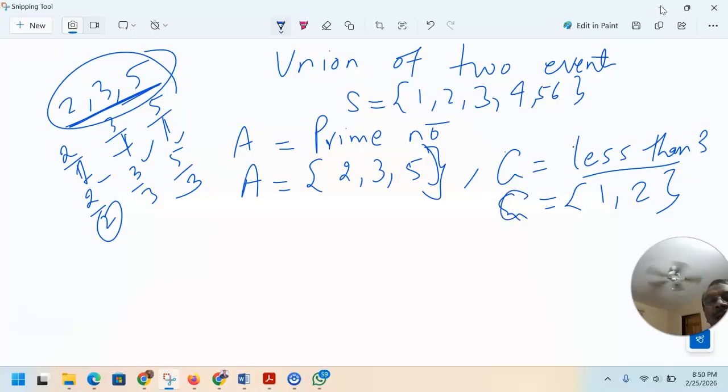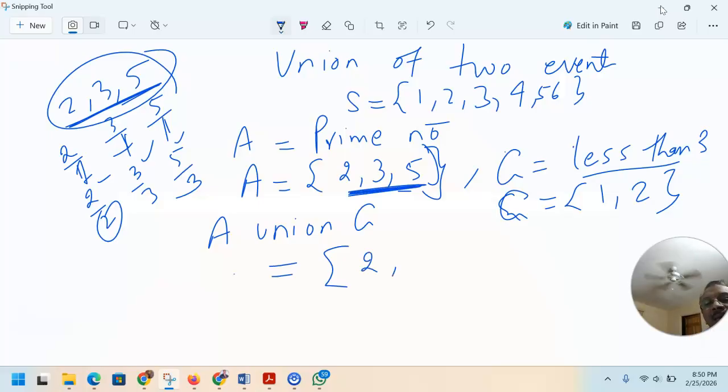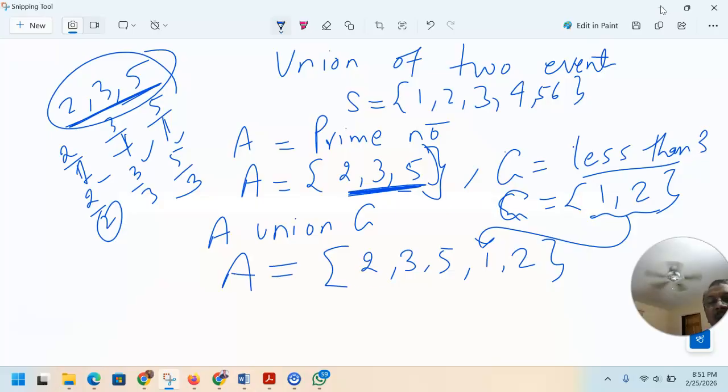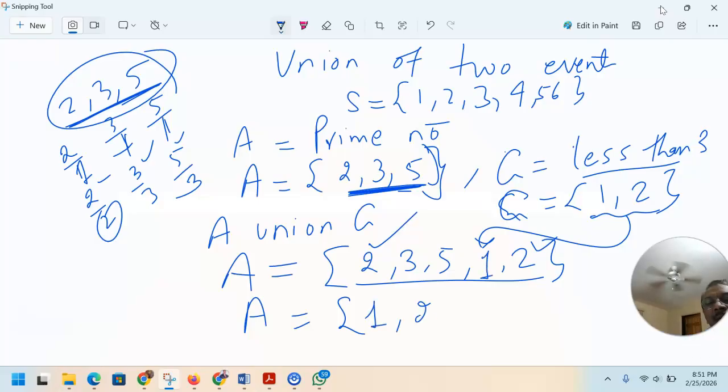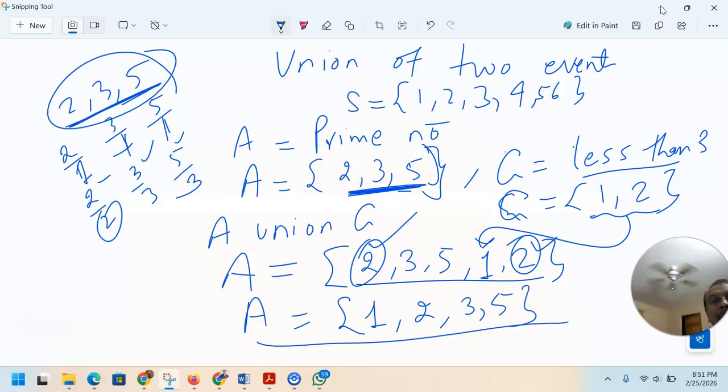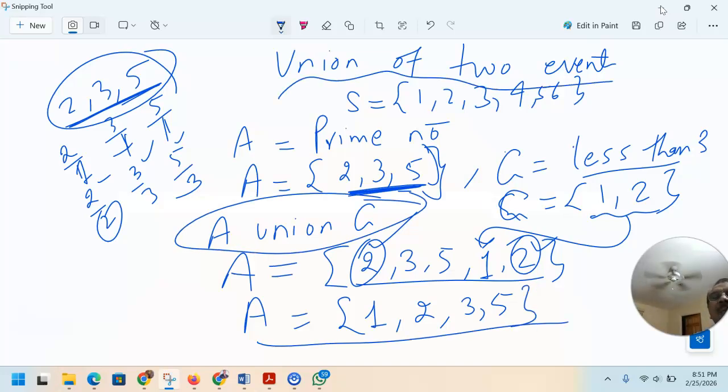So the meaning of union, A union G, means you write all of this, 2, 3, 5 from A, and in addition to that, you also put 1 and 2. Normally this is correct, but since the numbers look the same, you write them only once. So I'll write 1 and 2 once, even though 2 is showing up twice, so 1, 2, 3, and 5. And this is called union of two events. So that's the meaning of union of two events.